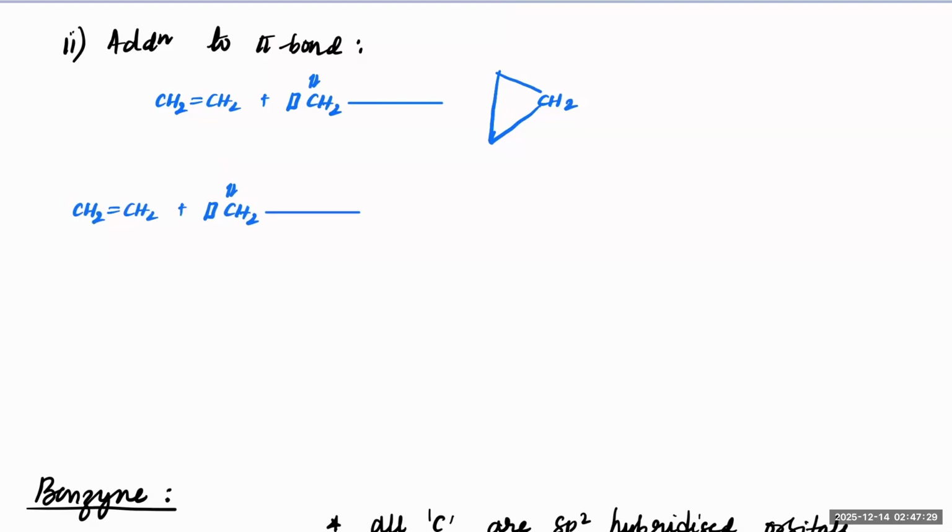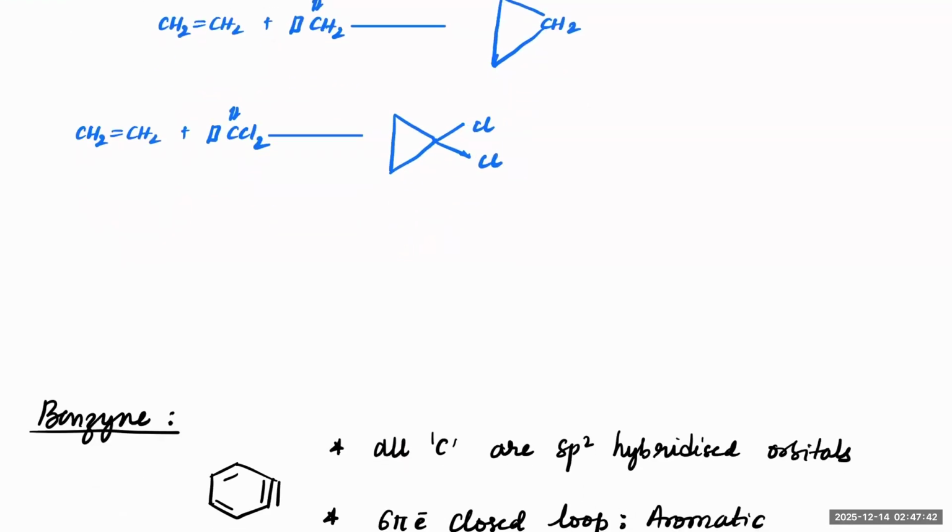Now instead of this hydrogen, let us put this as a dichloride. So 2 chlorides here. So in that case, this is how it will get connected with 2 chlorines on the exo bonds here.